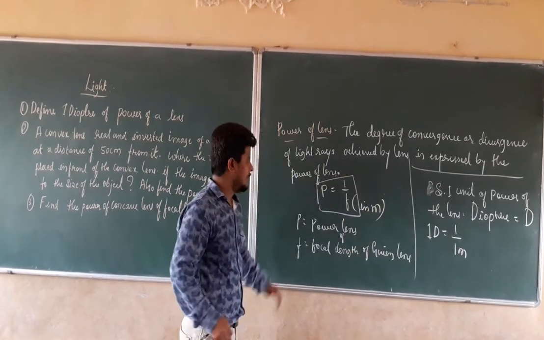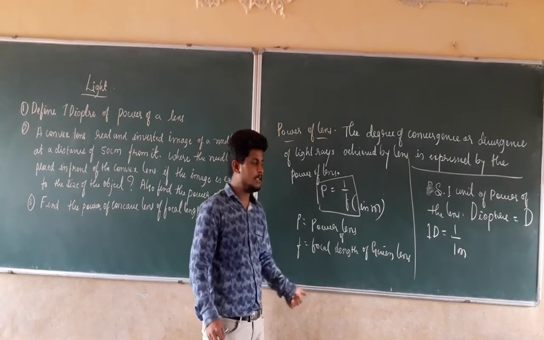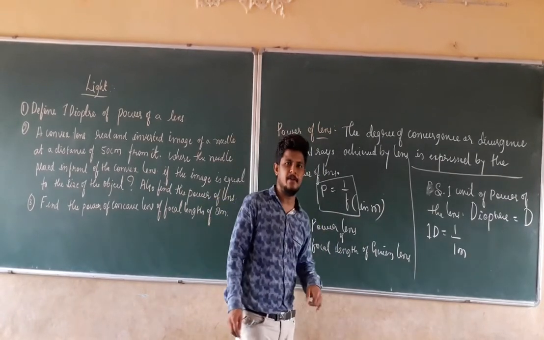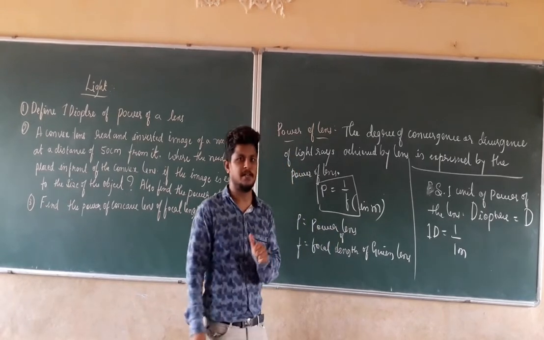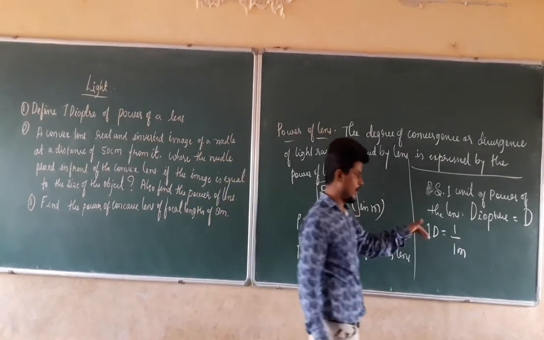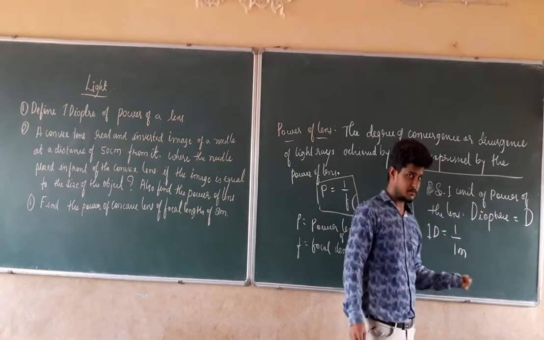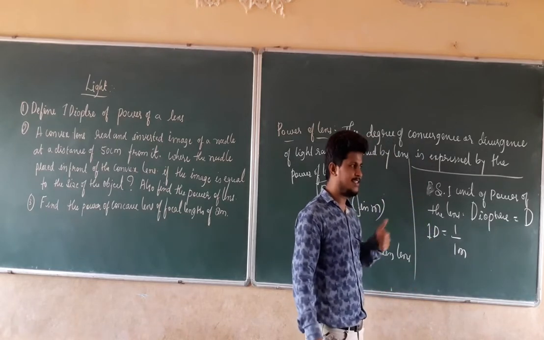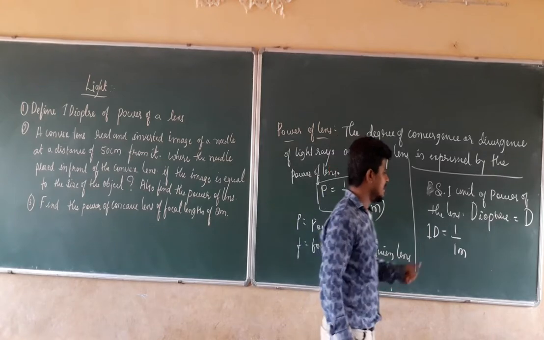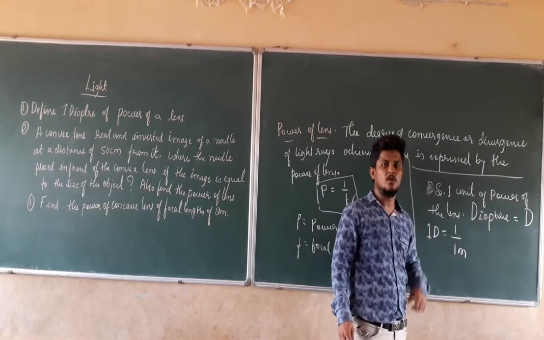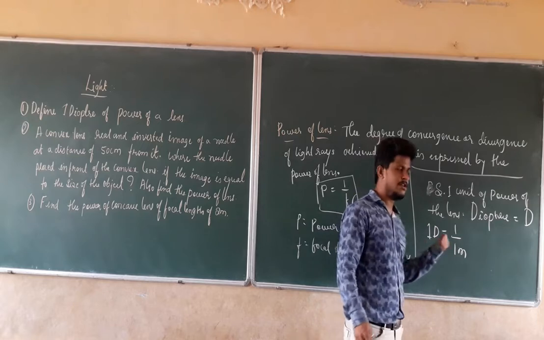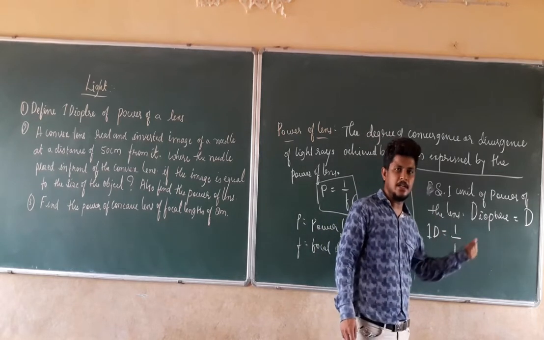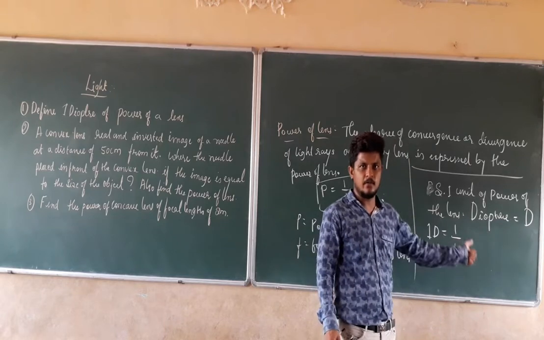Always remember, while finding the power of the lens, the focal length of the given lens should be in meters only. If they give 50 cm, you should convert that 50 cm into meters. If the power of the lens is equal to 1 diopter, it means that the focal length of that lens is equal to 1 meter. It doesn't matter if it is a convex or a concave lens. If it has a 1 meter focal length, the power of that lens will be 1 diopter.